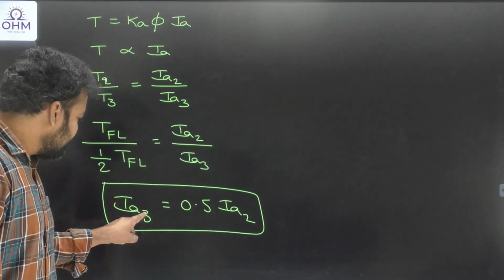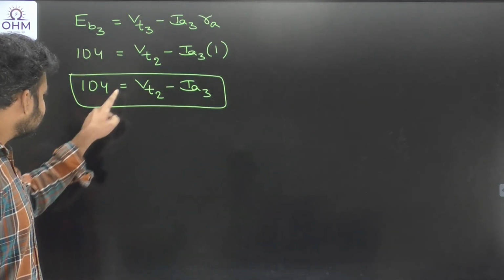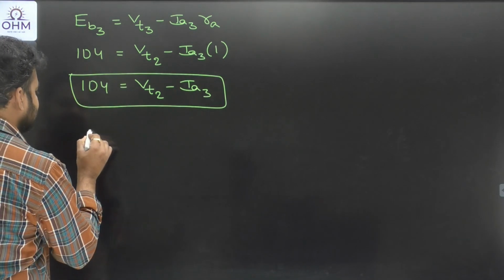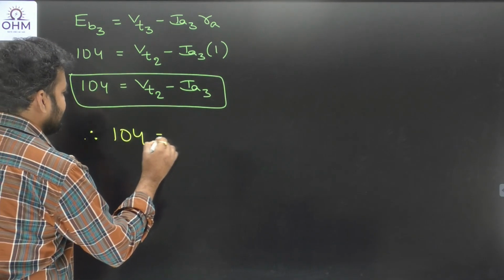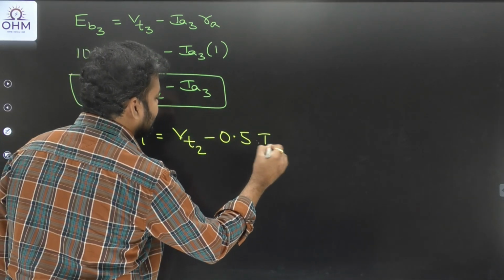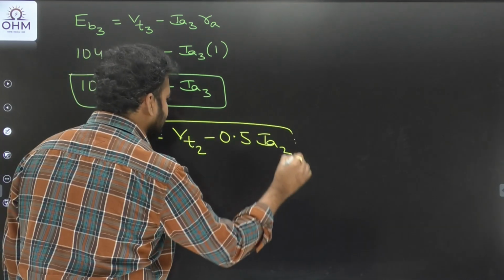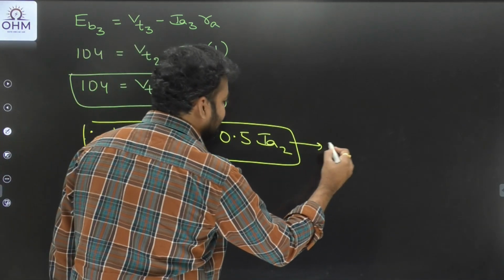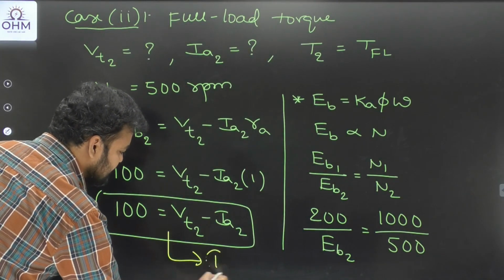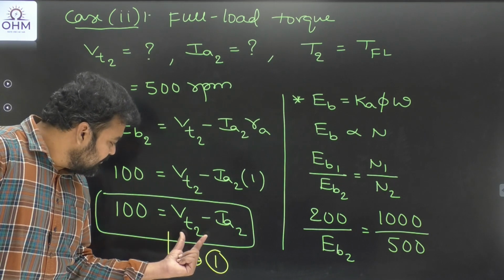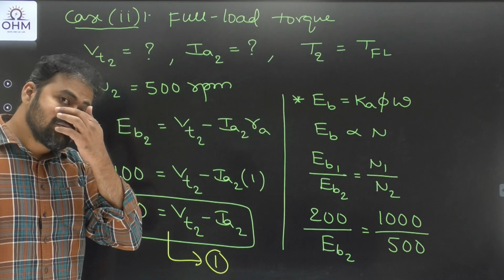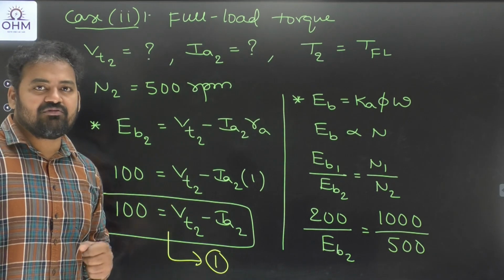Now you can use this Ia3 value in the earlier equation. Therefore, 104 is equal to VT2 minus 0.5 Ia2. This is the new equation we got. Let us say this is equation number 2, and already we got equation number 1. This equation is in terms of VT2 and Ia2, and the next equation is also in terms of VT2 and Ia2. I can solve both equations now.